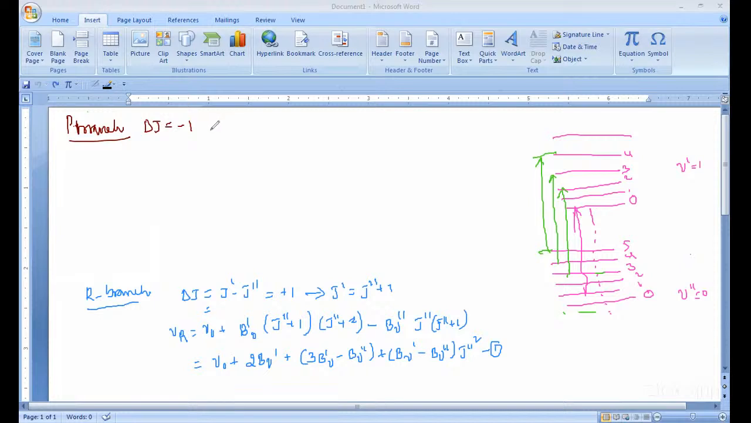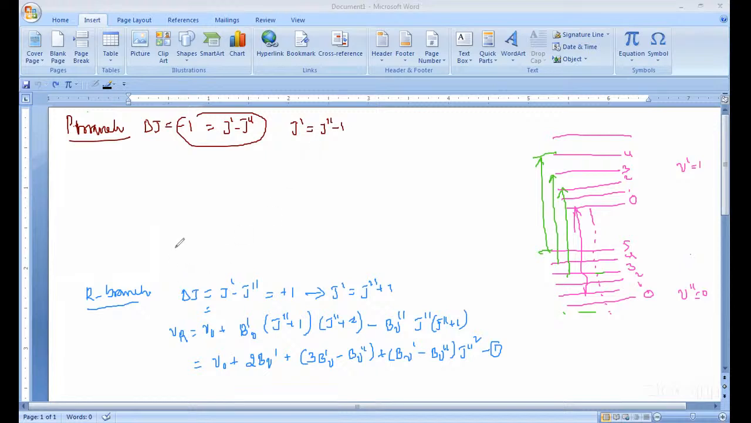That means the delta J value, for two different levels, J dash minus J double dash, is equal to -1 here. So we can write J dash is equal to J double dash minus 1. Okay. So we will obtain this P branch with the wave numbers.